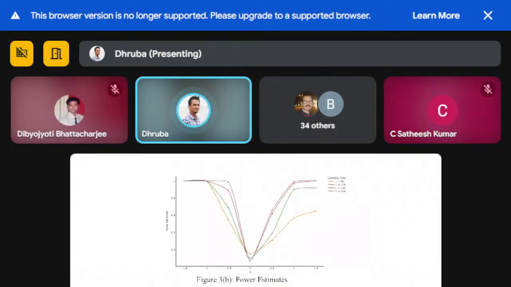So this is the curve for power estimates. This shows the estimated power of the test for different values of the change magnitude delta across various sample sizes. So as expected, when delta equal to 0, meaning there is no true change in the parameters, the power is approximately 0.05, which corresponds to the probability of type 1 error. This confirms that the test maintains the correct level under the null hypothesis.